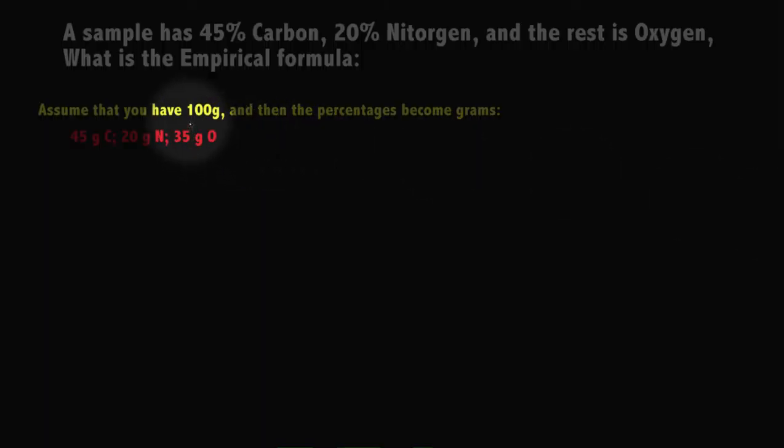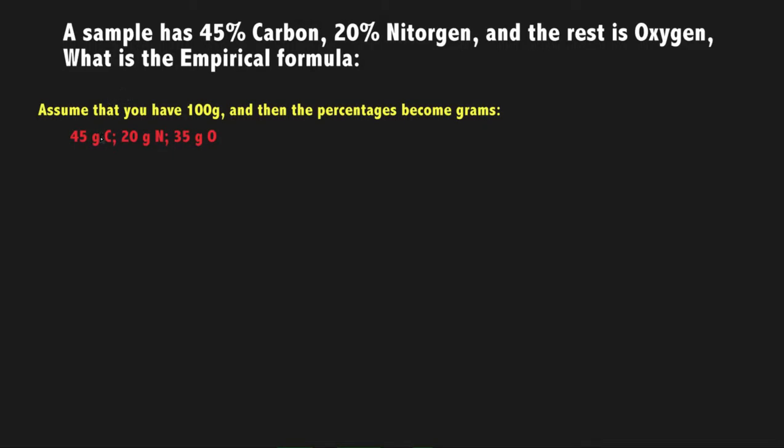Well, what we do is we assume that we have 100 grams of our sample, then all of these percentages up here become grams. We have 45 grams of carbon, 20 grams of nitrogen, and the rest, which if you just do 100 minus 65, the sum of these two, will give you what oxygen is. Alright, so we've got grams.